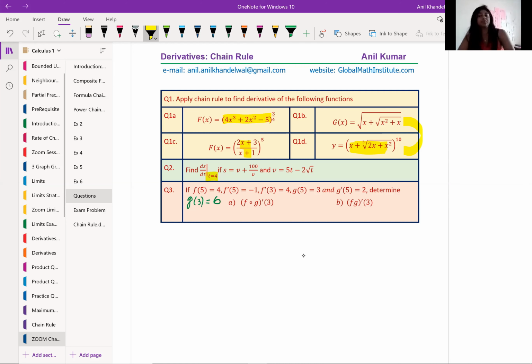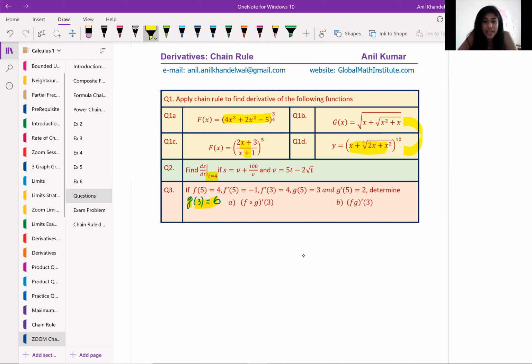Now, question number 3, please. If f of 5 equals 4, f prime of 5 equals minus 1, f prime of 3 equals 4, g of 5 equals 3, and g prime of 5 equals 2, determine the following. I missed this value and added it later on: g of 3 equals 6 as well.